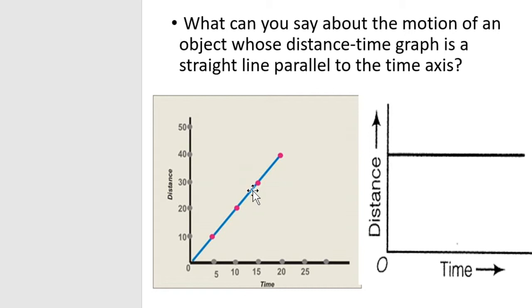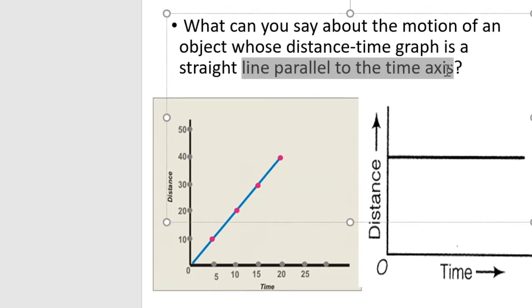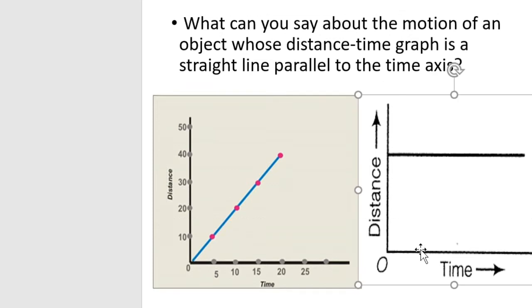Now next is, what can you say about the motion of an object whose distance time graph is a straight line parallel to the time axis, right? So there are two kinds of graph which can have a straight line. This is also a straight line, a slanting line but straight, right? This also can be a straight line, but he specified that the line has to be parallel to the x-axis. So which is the correct graph? The second one is the correct graph.